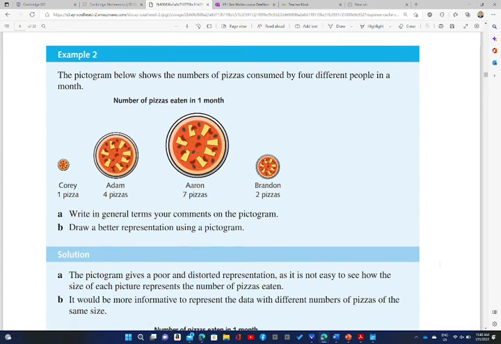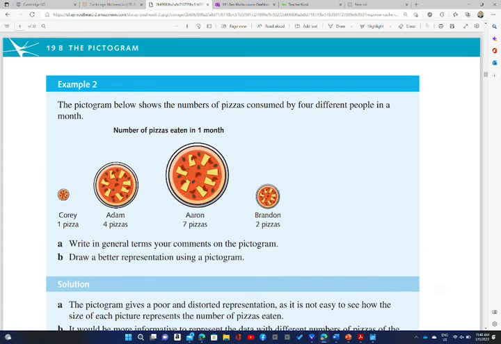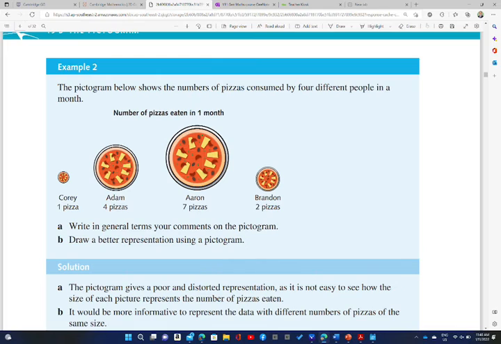The pictogram gives a poor and distorted representation because it's not easy to see by the size of each picture how it represents the number eaten, right? But to fix it, you could simply use a different number of pizzas that are all the same size. So there's the piece I want you to take out of this. Don't use the size of the picture to represent the number of items. It's the number of drawings that you use, okay?